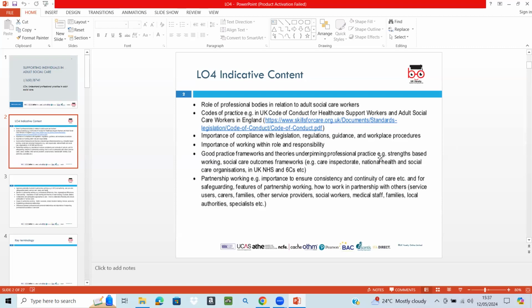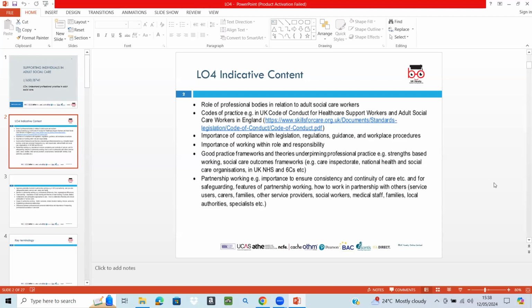Then the next point is good practice frameworks and theories underpinning professional practice. For example, strength-based working and the social care outcomes framework. In the social care outcomes frameworks, we have the Care Inspectorate, National Health and Social Care organizations in the UK, NHS, and so on.